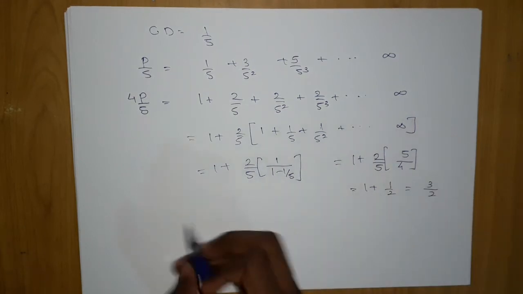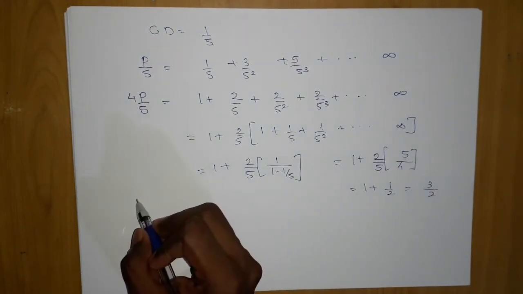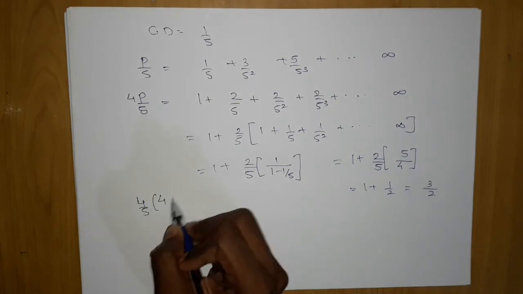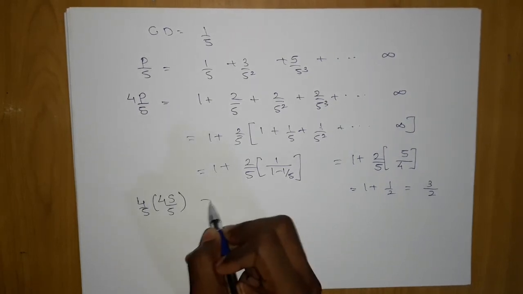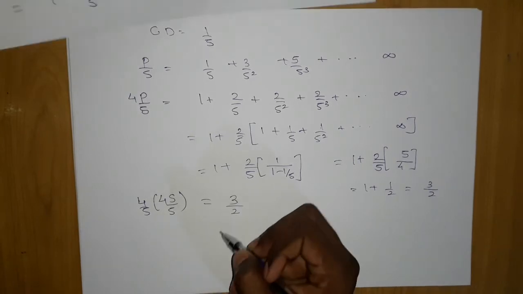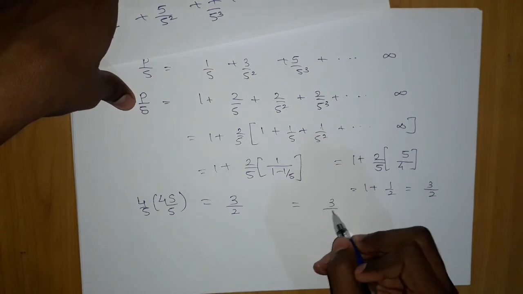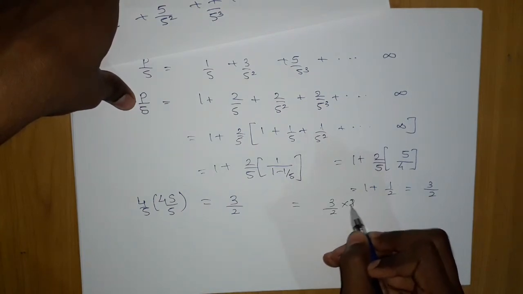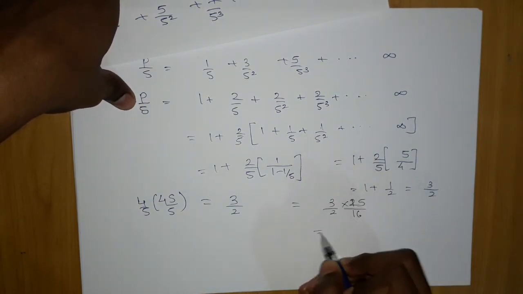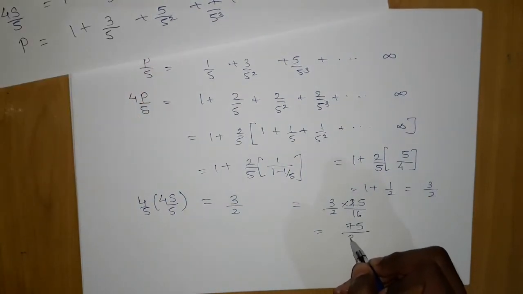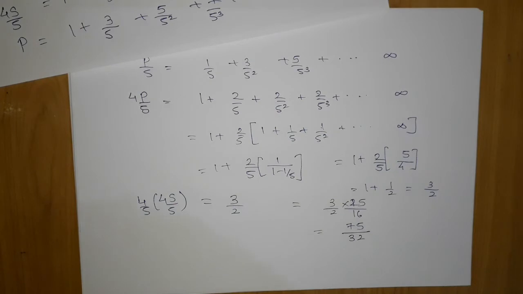The 5 cancels out, which gives me 1 by 2, getting us 3 by 2. Here, if I substitute the p thing, 4s by 5 is equal to 3 by 2. If I calculate it, what I get is 3 by 2 into 25 by 16, which gives me 75 upon 32. So we are done with this problem.